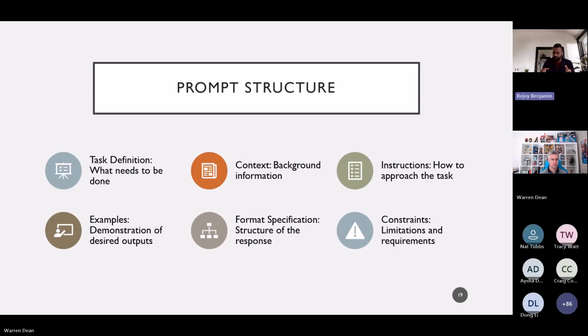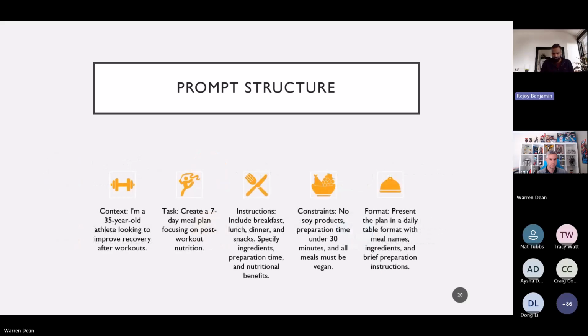The bottom 3, you don't necessarily need to include in all of your prompts, but in some instances, you might need to give some examples, like, hey, I'm looking for something like this. Or you could say, I want your result in tabular form, as a table, as a PDF, as a Word document. And you can state your limitations, which will make sense in the next slide, as you look at a full-fledged prompt structure.